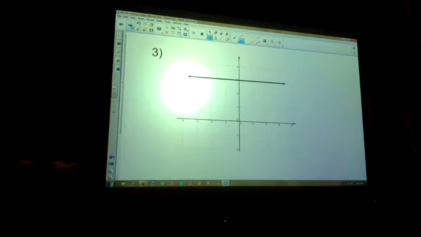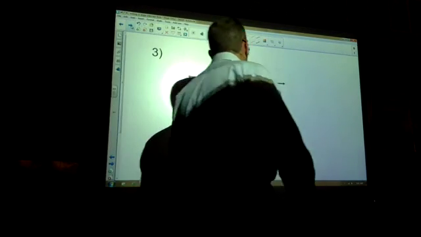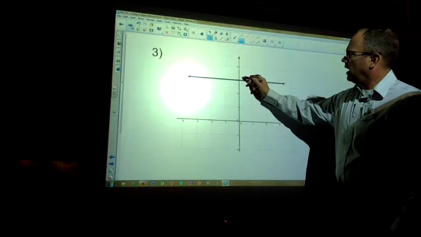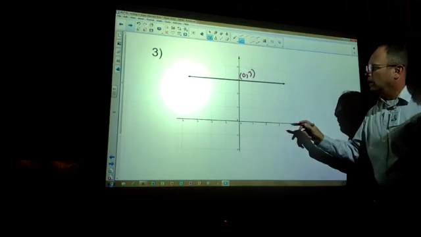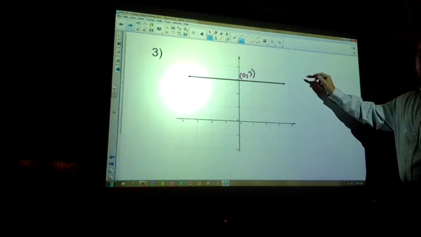All right, this is a straight line. It's a horizontal line. Where does it cross the y-axis? 3. Yeah, that's at the point (0, 3). Agreed? Yes.